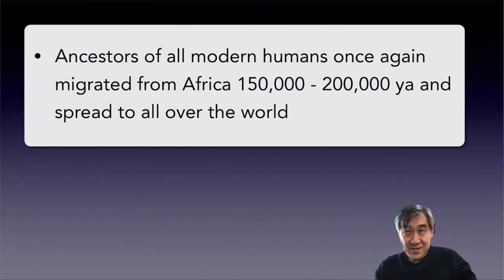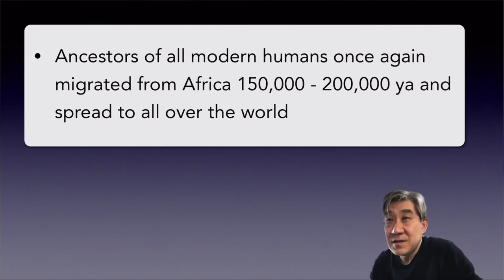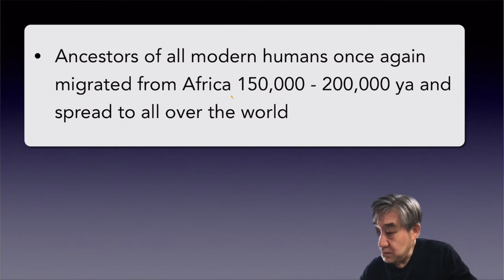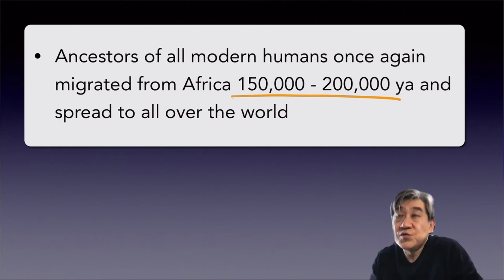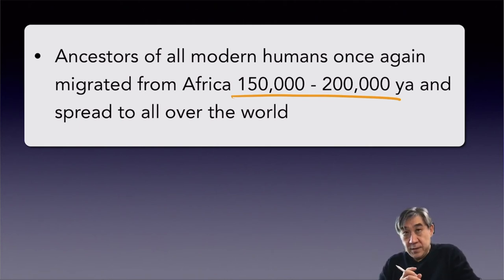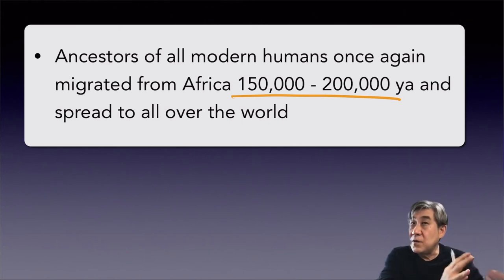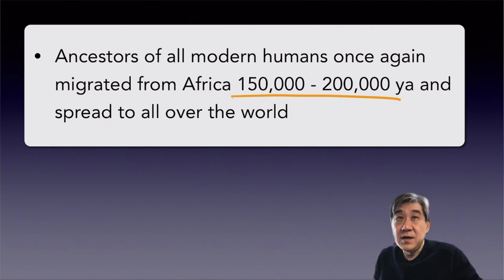But then this migration also happened a second time around, more recently, not 1 million but about 150 or 200,000 years ago, which is very recent, relatively speaking. Another small group of humans attempted to move out of Africa. Okay. So that means there are still those who were living there originally in Africa.